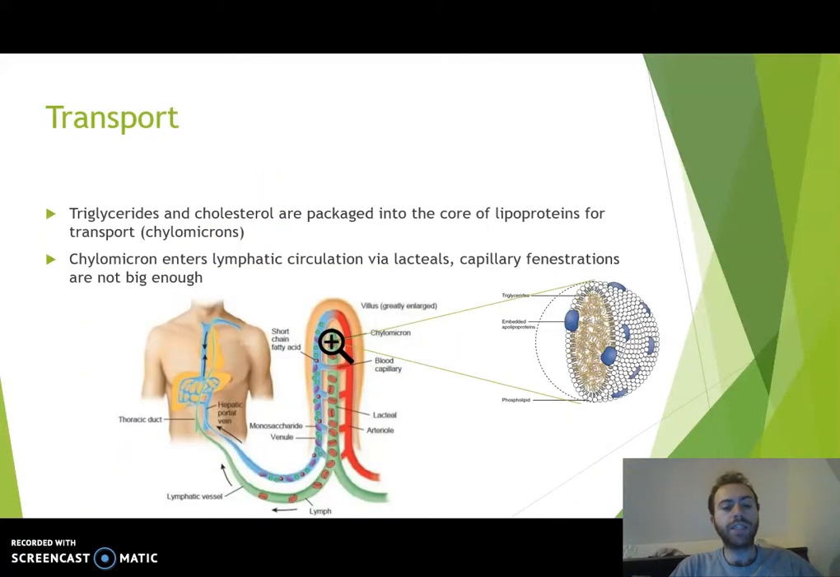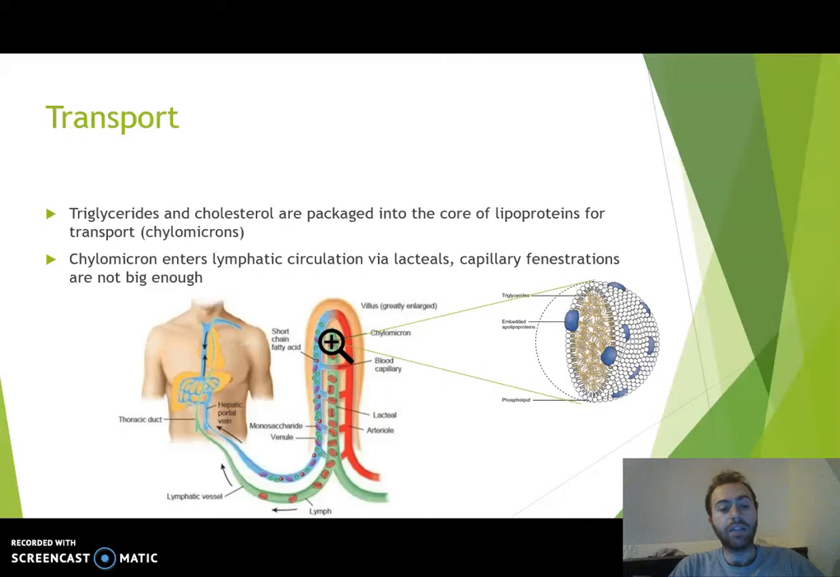So the last process, after fat has been absorbed, involves its transport so that it can be used by cells in the body. Once triglycerides are reformed inside of the enterocyte, as we just saw, they accumulate cholesterol and proteins to form large lipoprotein transport molecules called chylomicrons. Like micelles, chylomicrons are amphipathic, but due to their large size, as you can see here, they must exit the cell via exocytosis.